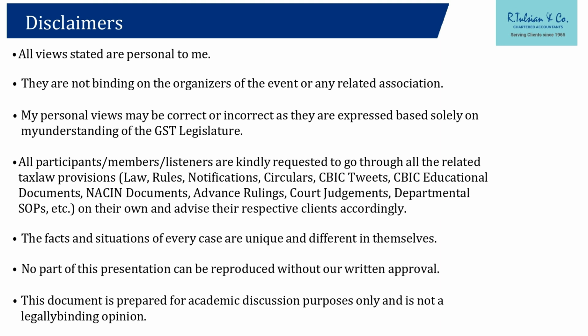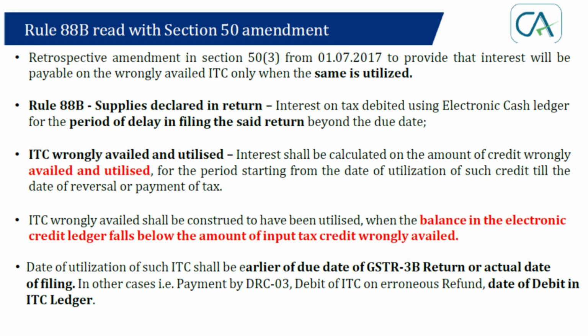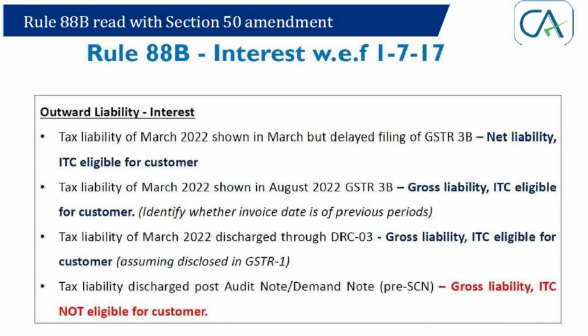So, what we are trying to understand is there are several amendments in this area, especially interest. We need to understand that. Now, sections are there for interest. We know section 50, subsection 1 for output tax, section 50, subsection 3 for input tax, right? Now, that is read with rule 88B. What is in it? If you remember, earlier interest was charged on gross tax liability, when there was no clarity, right? Then it became net tax liability in case of delayed filing of GSTR-3B.